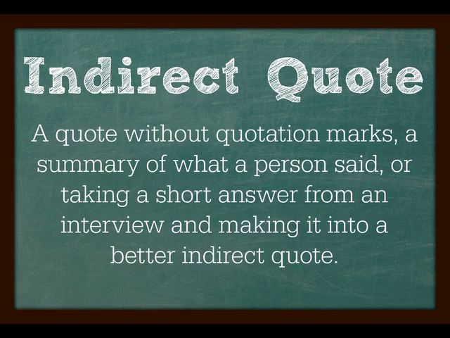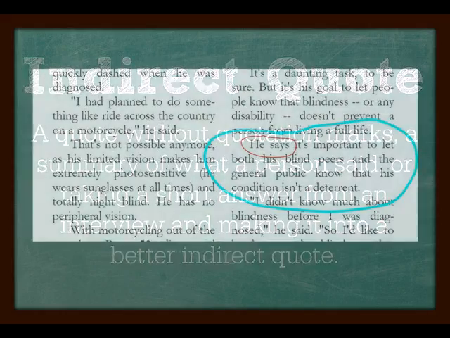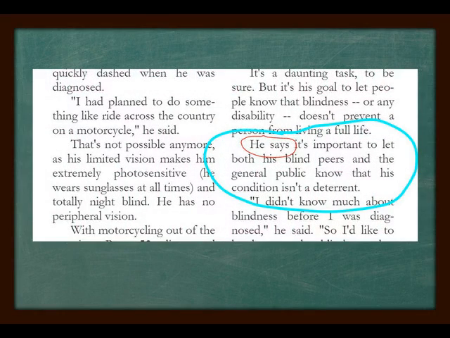This is a quote that does not have any quotation marks. It's kind of a summary of what a person said, or sometimes you take a short answer from an interview and turn it into an indirect quote. For example, you still have an attribution. There's the attribution in red. It is "he says." You always look for the attribution.